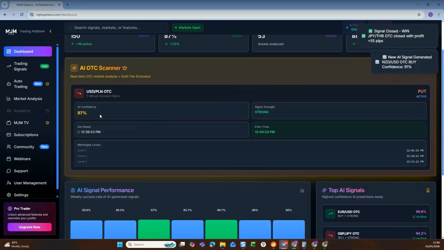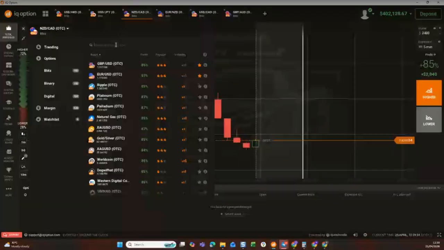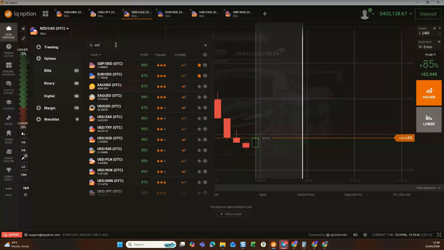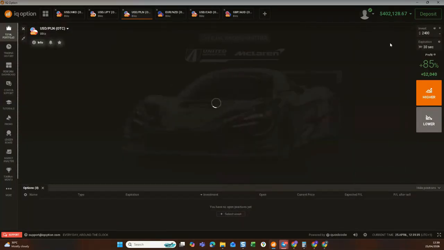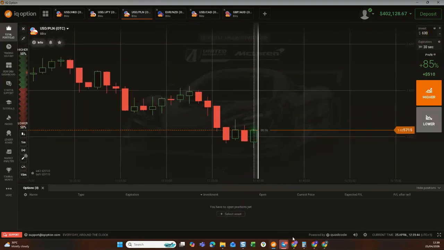89, no. 83, no. We're looking for 90 to 99. So we have 97 here, and signal strength is strong. So what's the pair? The pair is USD PLN. So we go and search USD PLN. So we click. Now the next thing is I'm paying 600 on the trade, so I go forward with 600.